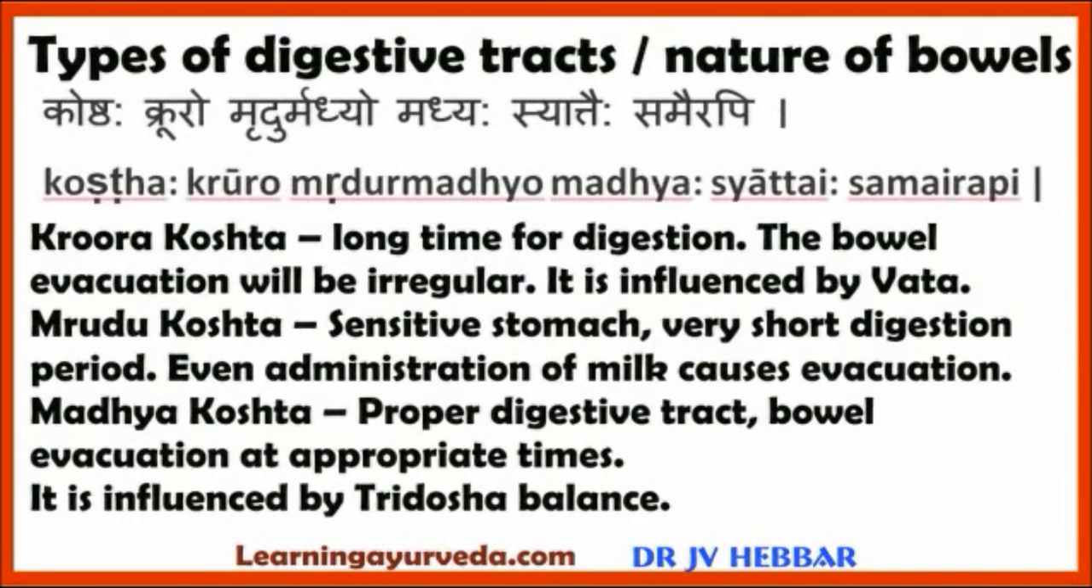Next, types of digestive tracts or nature of bowels. It's called Koshta. Koshtaha Kruro Mrudur Madhyo Madhya Sattaihi Samairapi. There are three types of digestive tracts. Krura Kosta, wherein the person will take a long time for digestion, the bowel evacuation will be irregular. It is influenced by Vata.